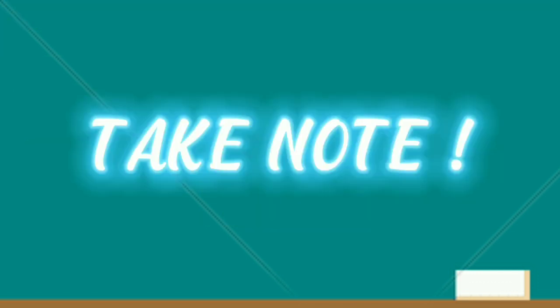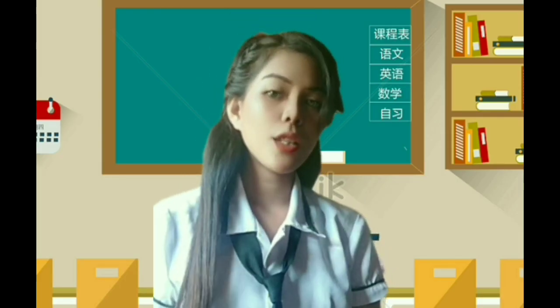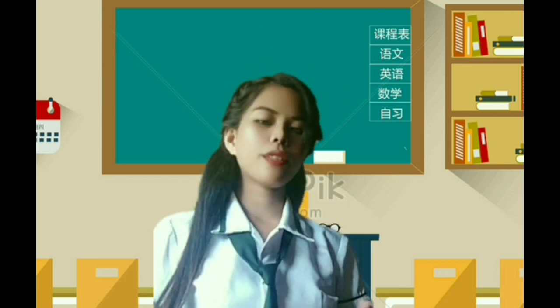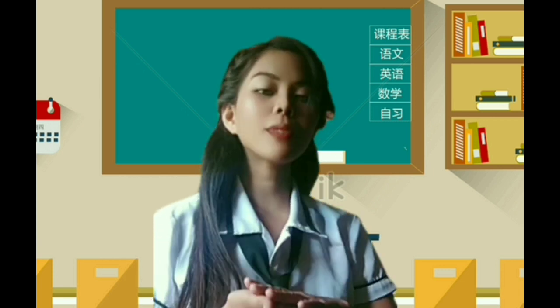Take note, students, you will be assessed by the following rubrics. For correctness, 50%, timeliness, 10%, teamwork and unity, 10%, group behavior, 10%, and presentation, 20%, for a total of 100%. Do you understand, class? Okay, you may now start. Okay, time's up, students.